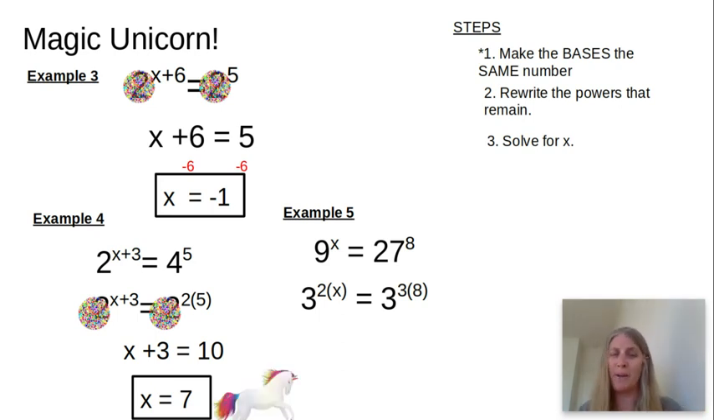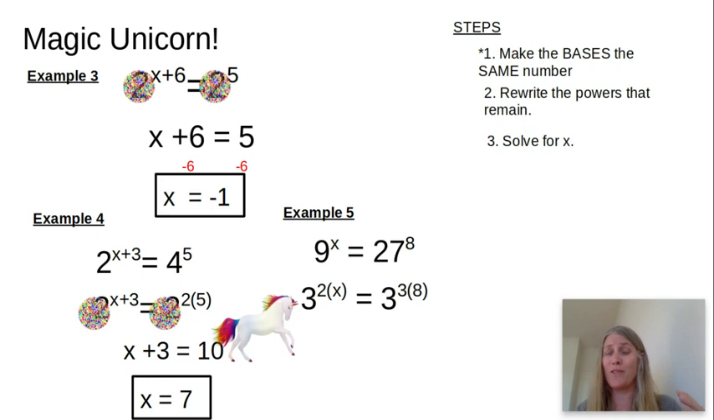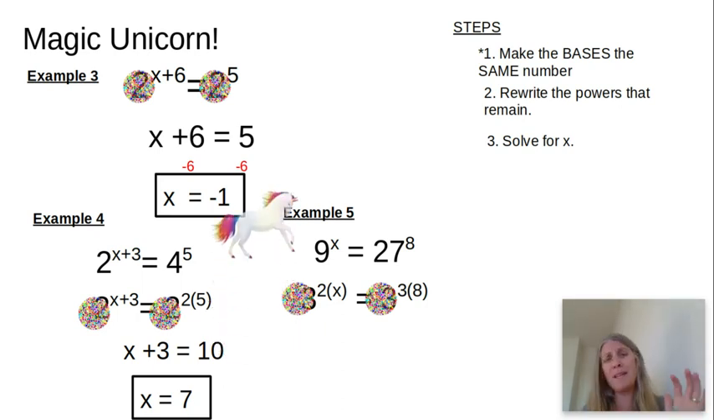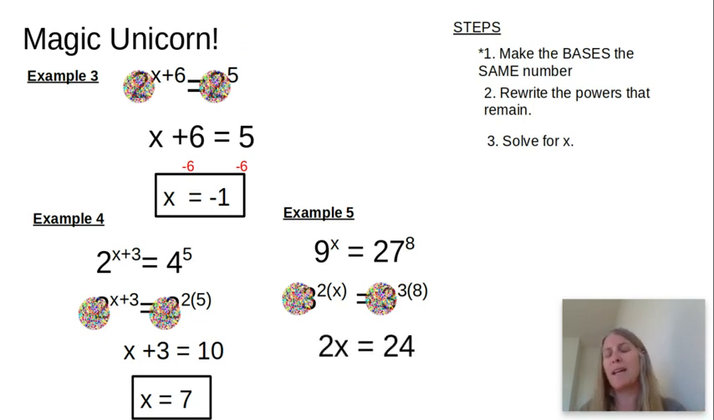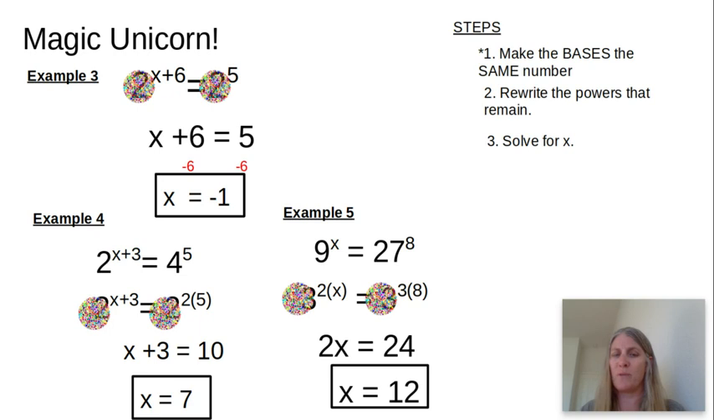Magic Unicorn comes in. It's so happy that the bases are the same, glitter everywhere, exploding, and it goes ahead and it covers up those bases. They go away, they fade away. Unicorn's so proud, it spins and flies out the top, and we rewrite what we have remaining. So we know 2 times x is 2x, and 3 times 8 is 24. Divide both sides by 2, and my final answer is x is equal to 12.